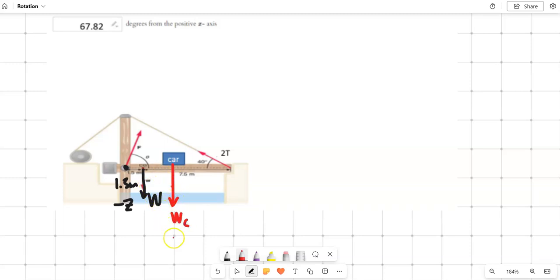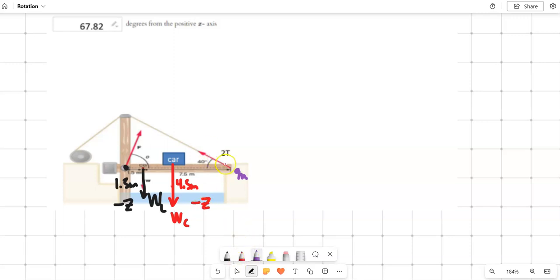Well, this is the weight of the entire lever arm. I should say this is weight sub L. This is the weight of the car. And that car is located at the halfway point from here to here. So it looks like this full lever arm right here is 9 meters out. So this full lever arm is 9 meters. That means the weight of this car is located at the 4.5 meter mark. And that's also going to be a negative Z torque.